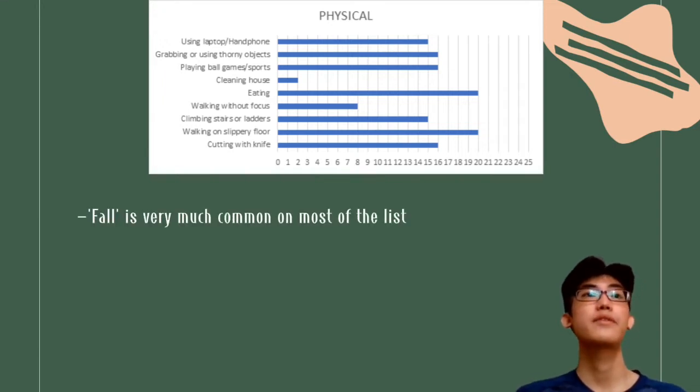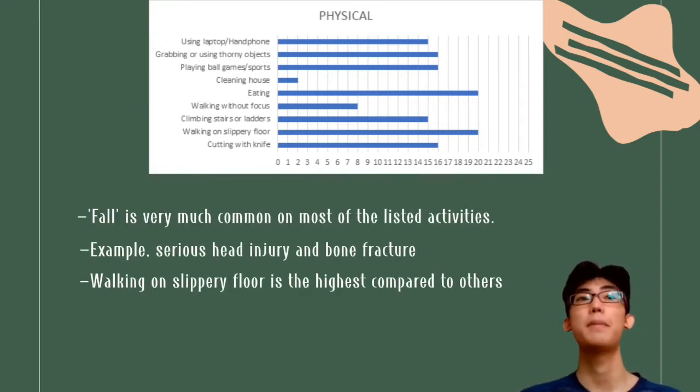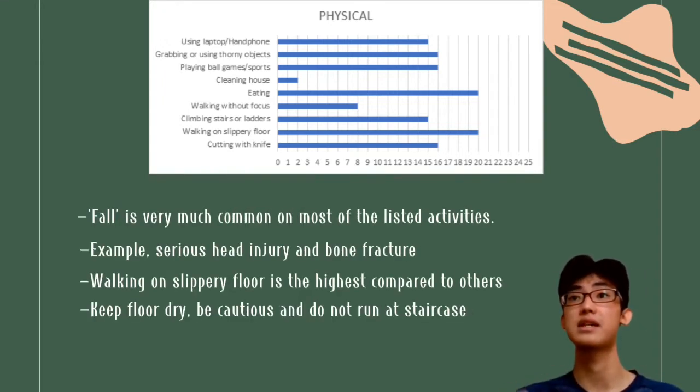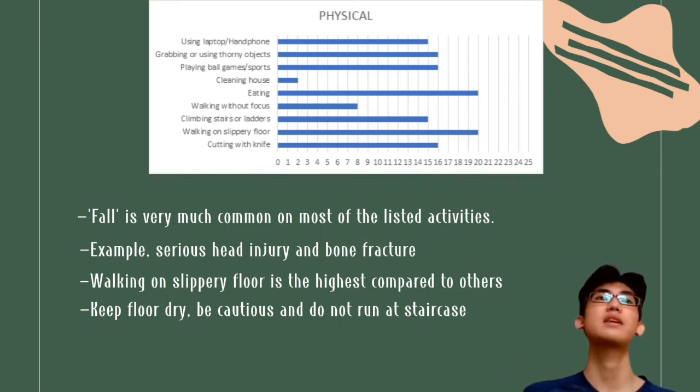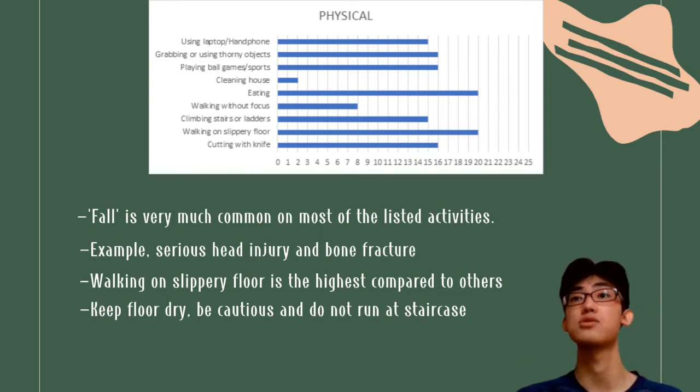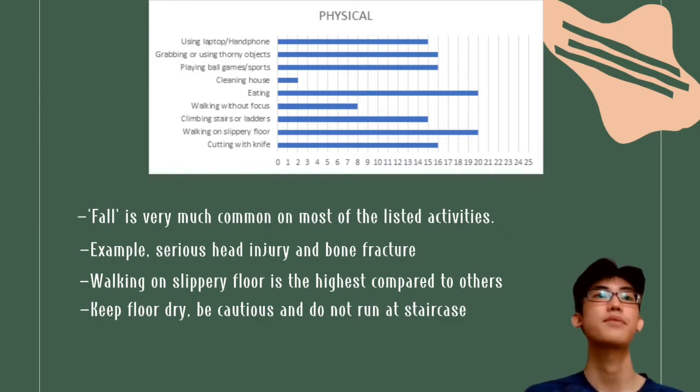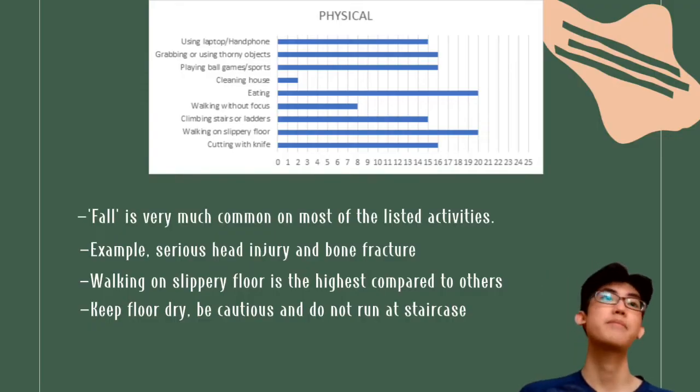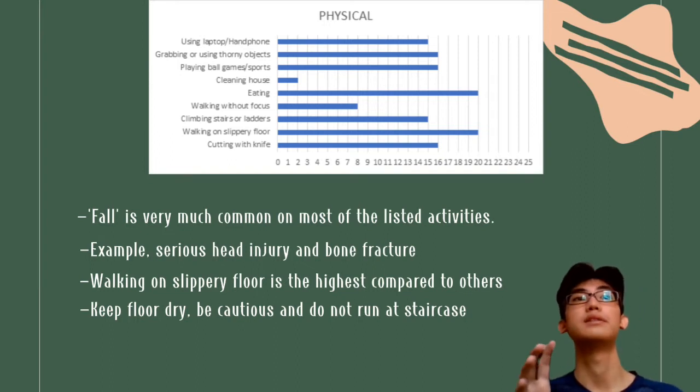So, physical category. The hazard is very common in most of the listed activities for the physical category. All these activities not only share the same hazard but also share the same severe consequences. For example, serious head injury and bone fractures. The effect can be very much fatal on individuals and it takes a long time to heal.